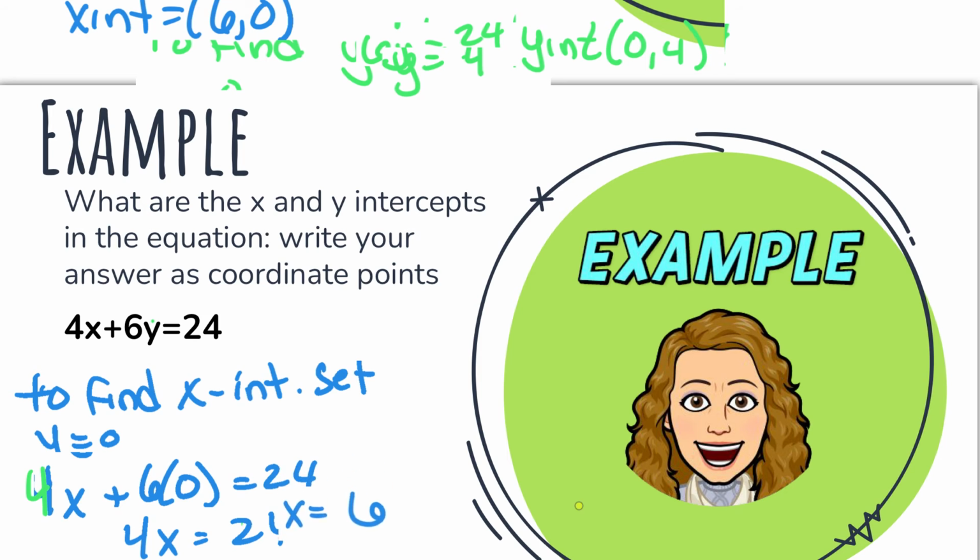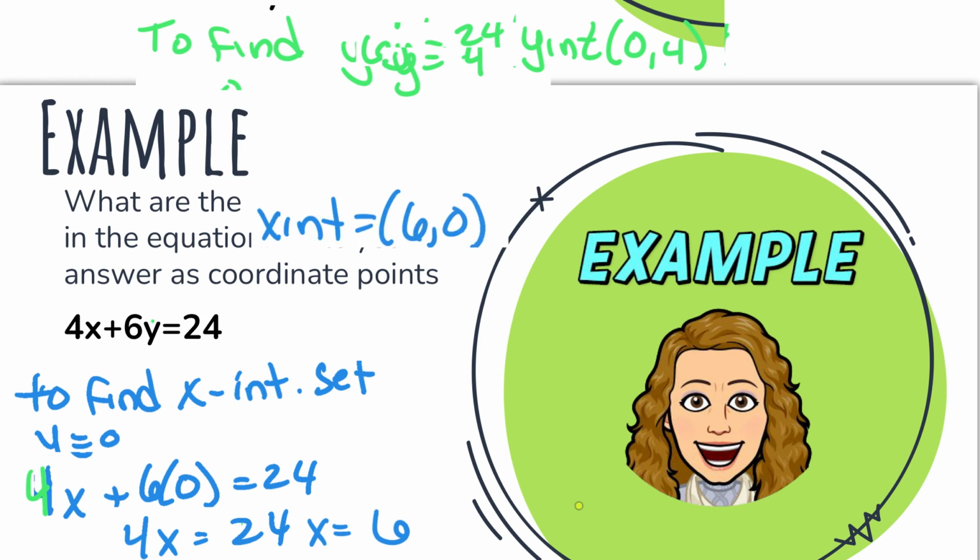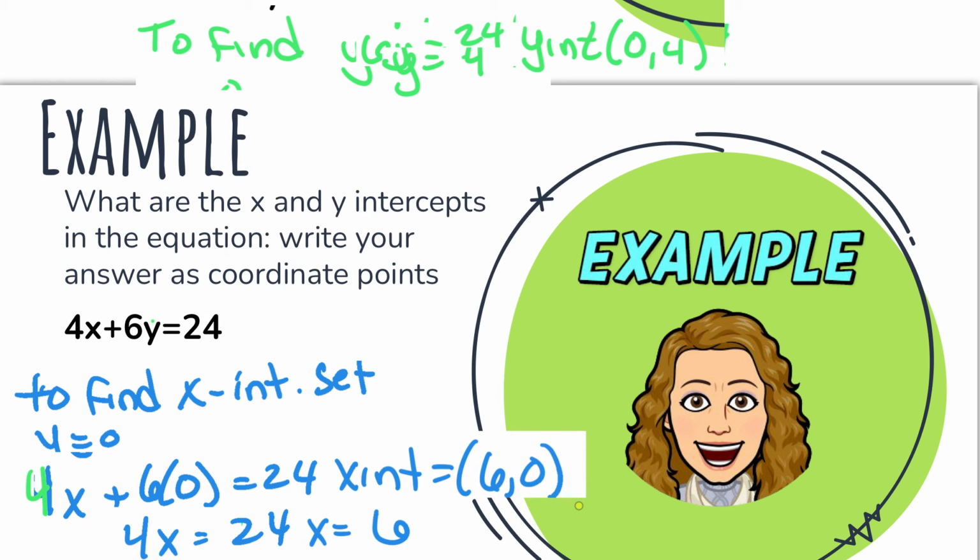And x is equal to 6. And so your x-intercept is at 6, 0.